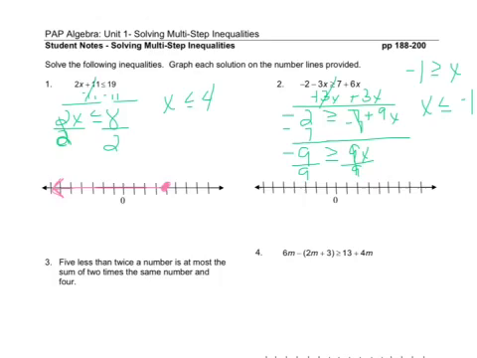And then when I graph it, since it's less than or equal to, at negative 1, I put a closed circle because it can be equal to negative 1. And then I draw an arrow to the left because you have to use the inequality in your answer, not the one you started with. And so it goes to the left.